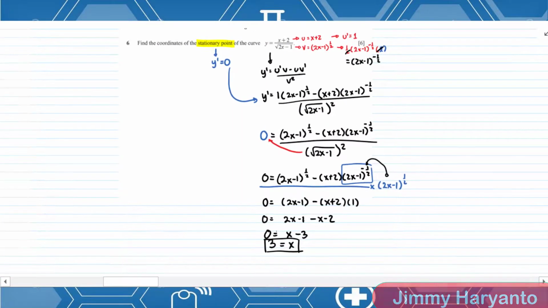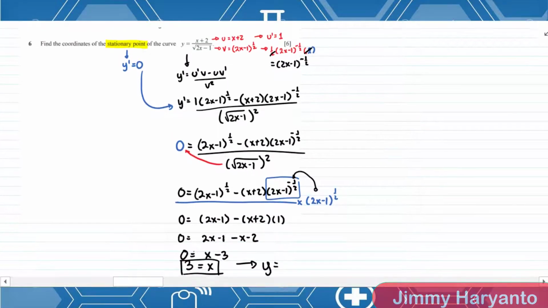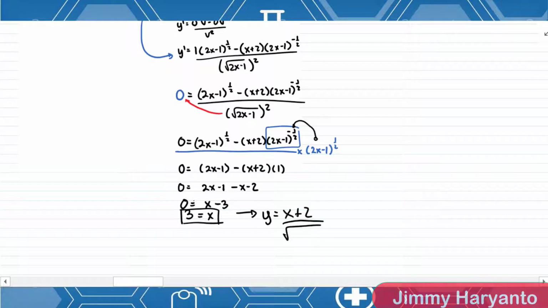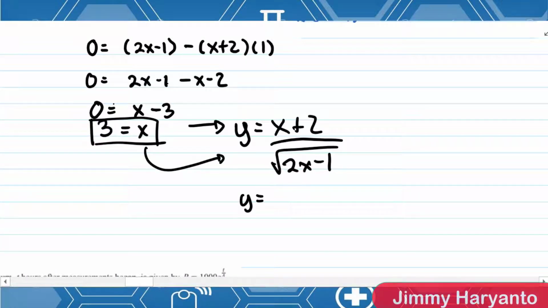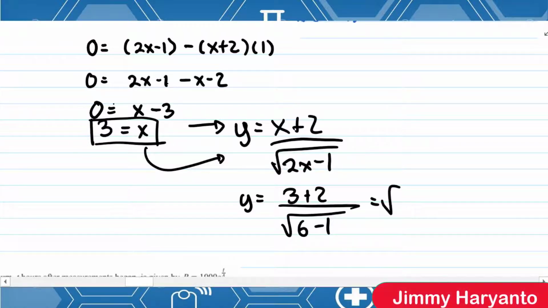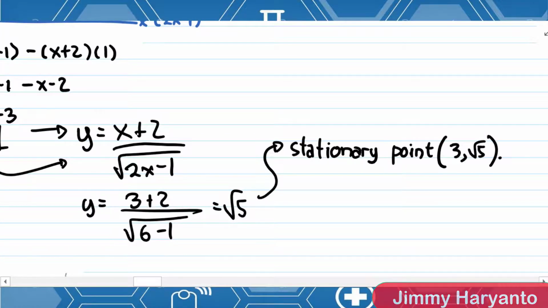After that, we have to find the y, right? To find the y, we use y equals x plus 2 over the square root of 2x minus 1. Okay, let's calculate for the y. y equals 3 plus 2 over the square root of 6 minus 1, equals 5 over the square root of 5, which is the square root of 5. So the stationary point will be (3, square root of 5). There you go.